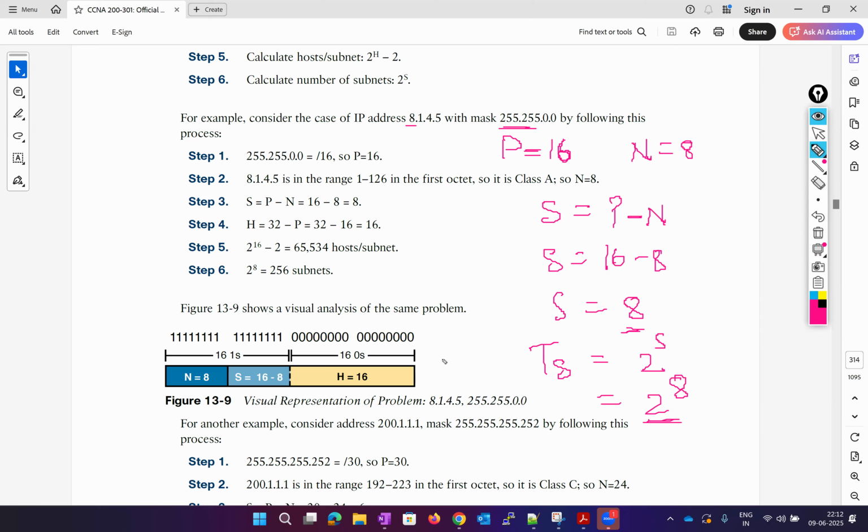Just like we calculate the hosts as 2 power H, 2 power 24, right? Similarly, you have 2 power S. That is your total number of subnets, 2 power 8 subnets, right?